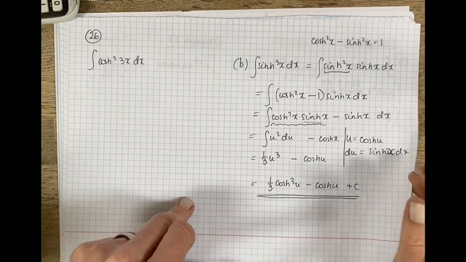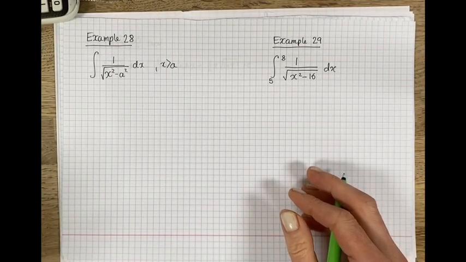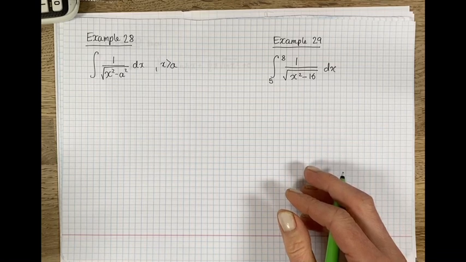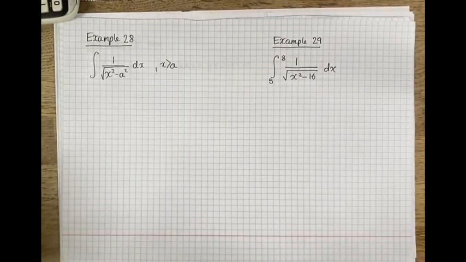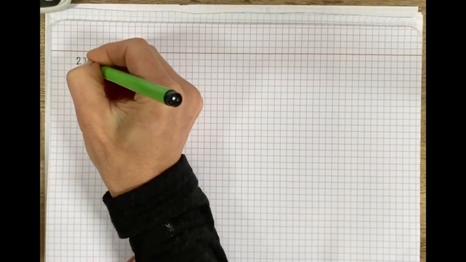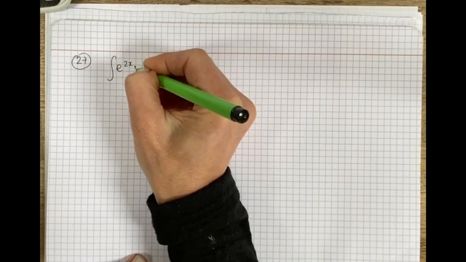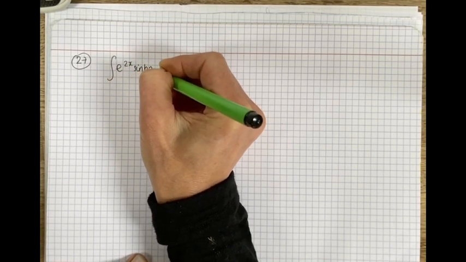Okay, so whizzing through these, let's move on to example 27. And I seem to have, I need to write it down again. Okay, example 27, we've got to integrate e to the power of 2x sinh x dx.